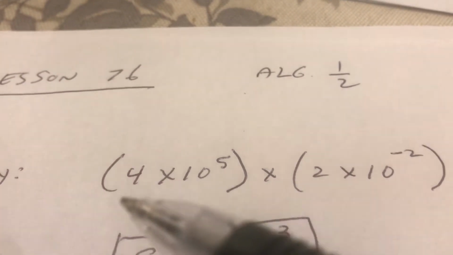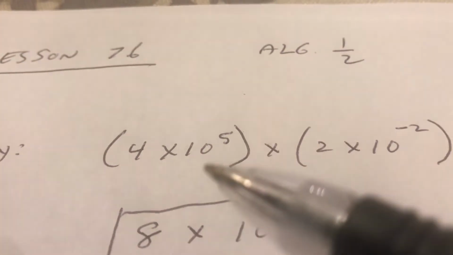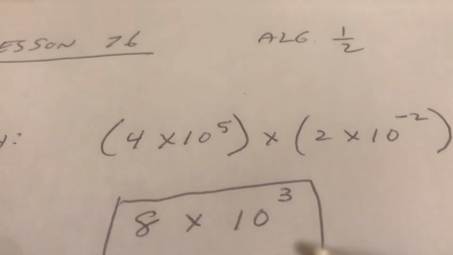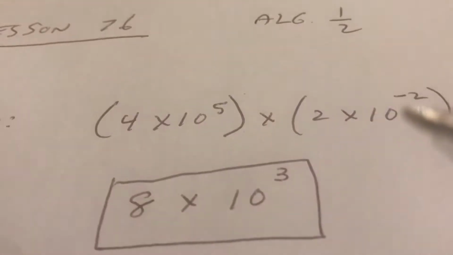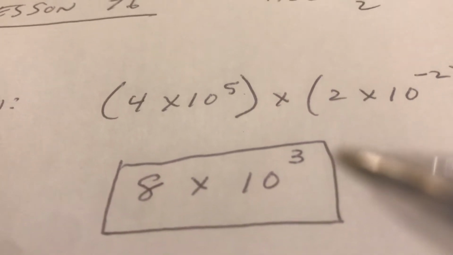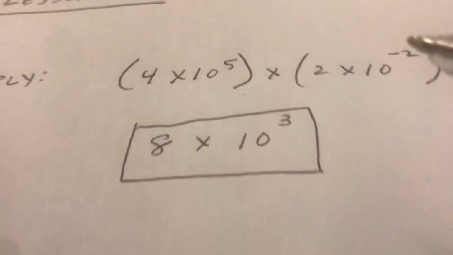So all you do is you multiply the numbers there. 4 times 2 is 8. And then you multiply the exponents. But when you multiply exponents, you add them. So 10 to the fifth times 10 to the negative 2 is 10 to the third. So that's an easy problem, 8 times 10 to the third.